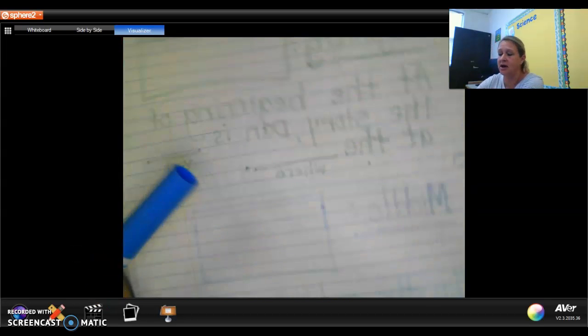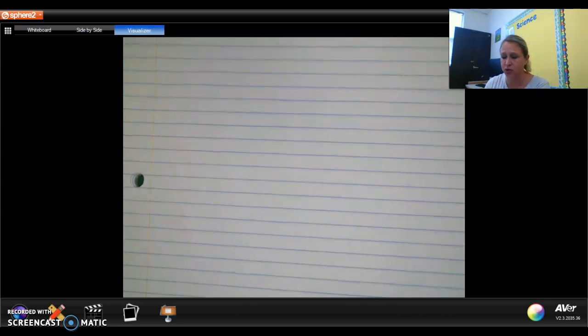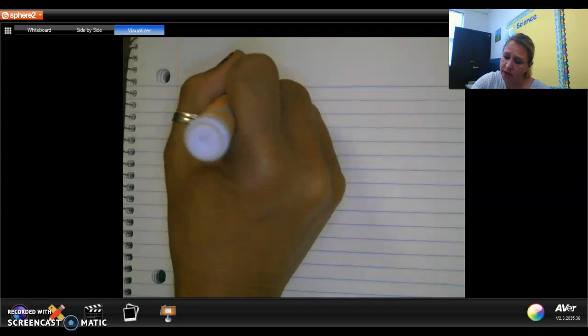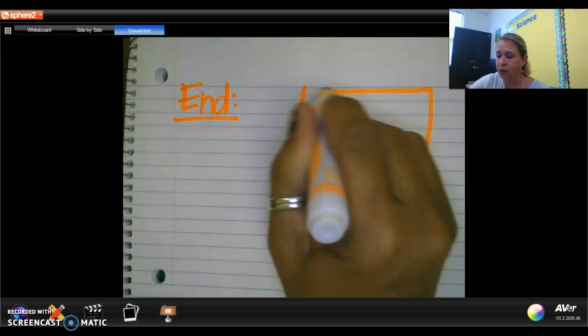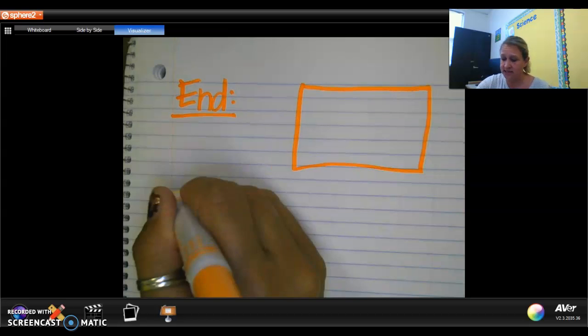Okay, so we have a beginning, a middle, and now we need an end of the story setting. They're in a completely different place at the end of the story. So at the end of the story, think about where the children are. Draw a picture of the place where the children are. And then you're going to write this sentence.